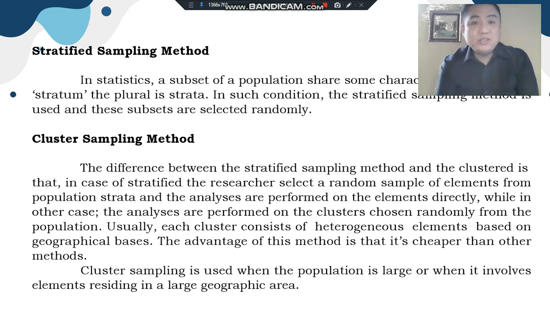So you need only to choose one cluster and from that cluster you will represent all the different districts. And that is an example of cluster. So from the different strata, you only need to choose one district that will represent all the districts, but the samples will only come from the one district. Okay, so that is cluster sampling method.